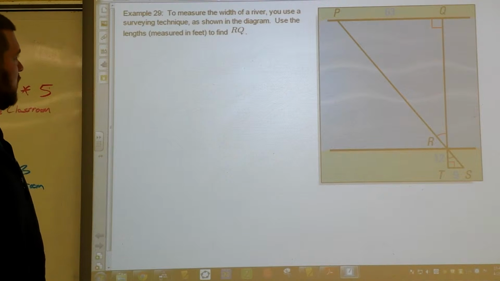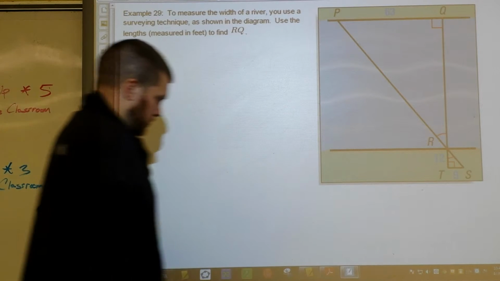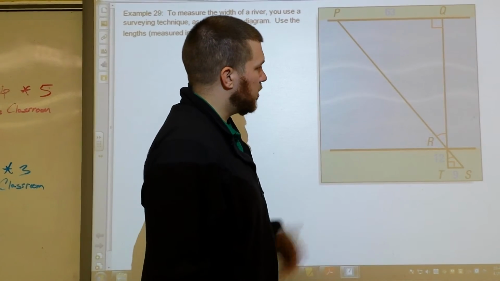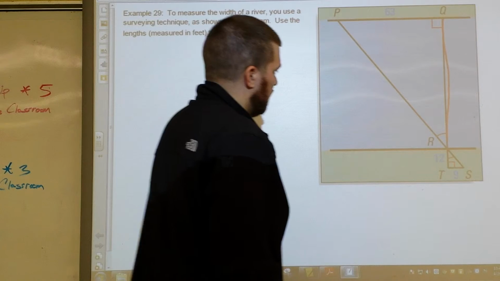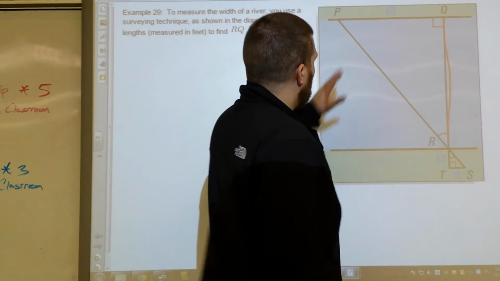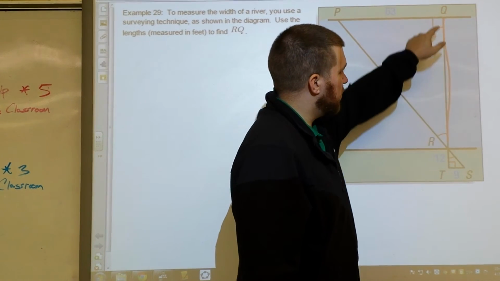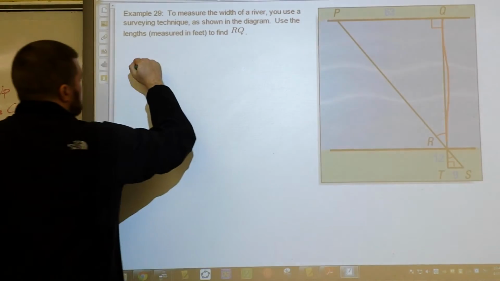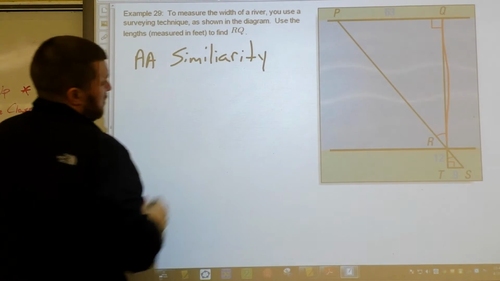All right, in example 29, we have a picture. To measure the width of a river, you use a surveying technique shown in the diagram. We're going to use the lengths measured in feet to find RQ. So let's highlight RQ. We're trying to find RQ, which is this length, so the distance across the river. We know that these two triangles are similar because I have an angle congruent to an angle, and obviously 90 degrees congruent to 90 degrees. So this is the angle-angle similarity method. So the two triangles are similar.